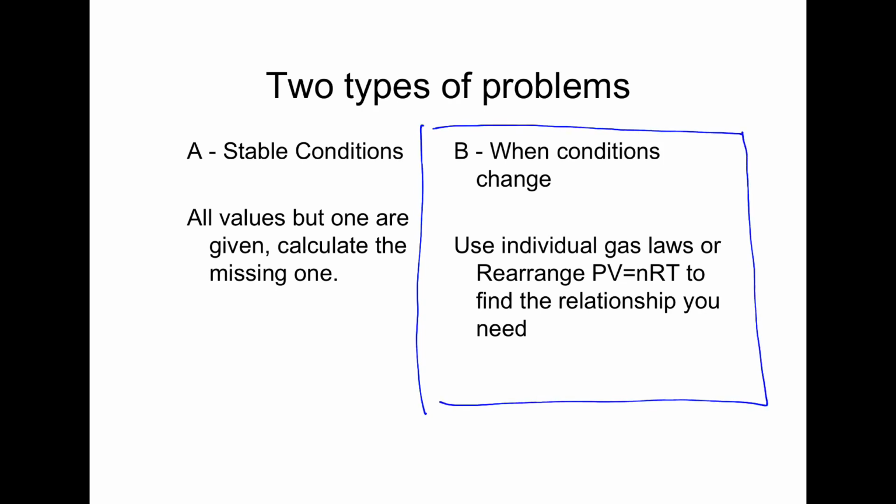Okay, so we've been talking about when conditions are changing. Those are problems like you have a P1 and a V1, and you're trying to change the volume and figure out what the new temperature is going to be. So those are called changing conditions problems. And you can use your individual gas laws to figure those out. You can also always use the combined gas law.